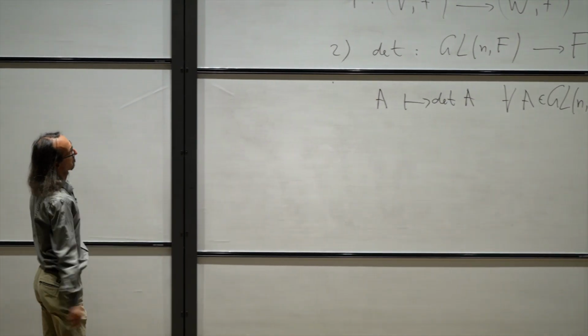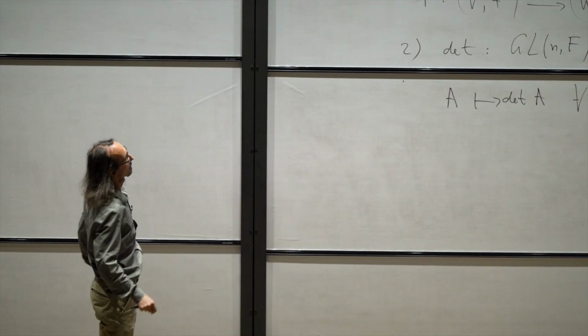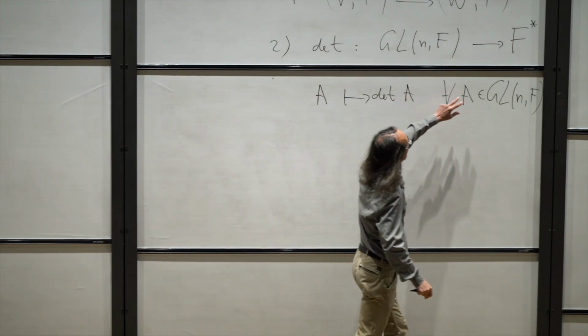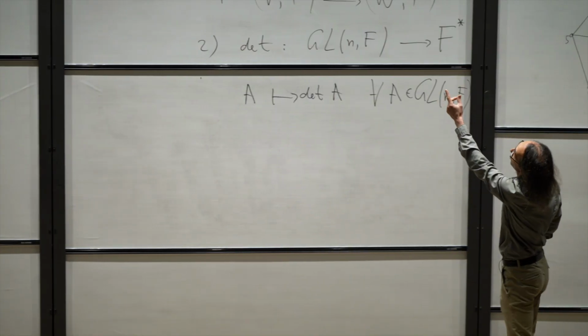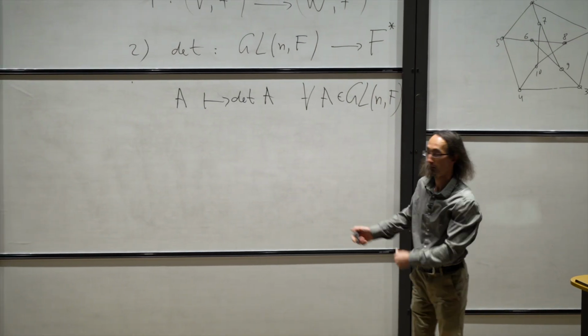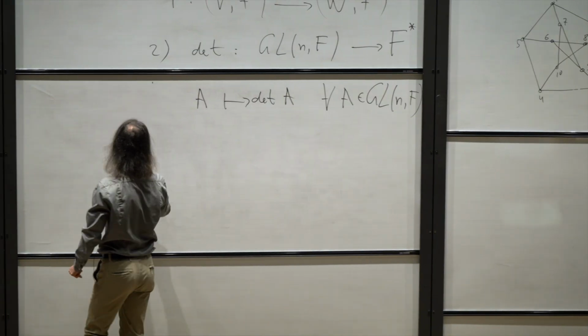Okay, so again, it's very easy to check that this is a homomorphism because the determinant of a product of matrices is the product of its determinants.